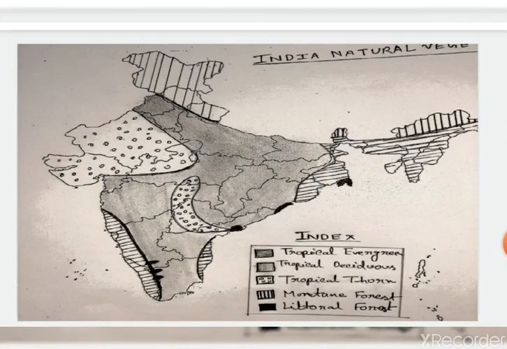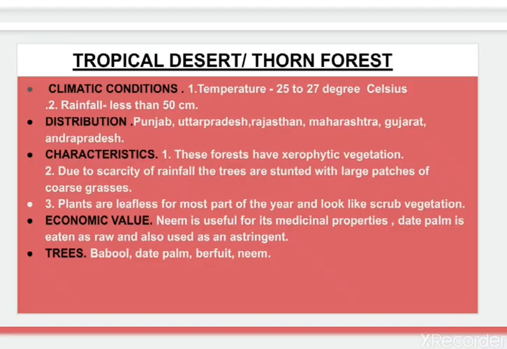The map of India, the second type of natural vegetation is tropical deciduous, which is shown in the map with the help of pencil shade. As you can see, it is covering most of the parts of our country except a few. Okay. Now we will learn the tropical desert or thorn forest.